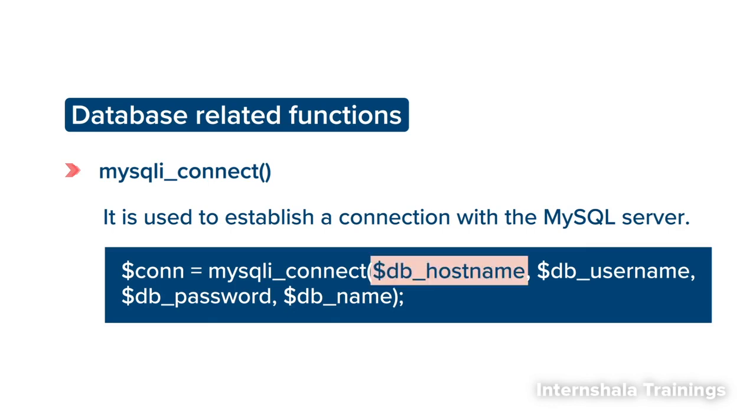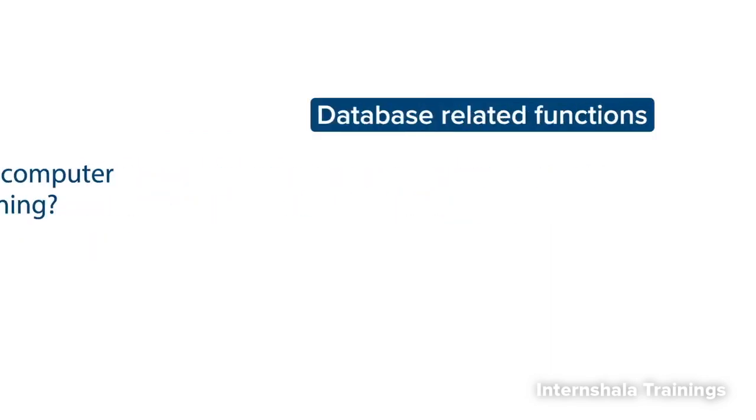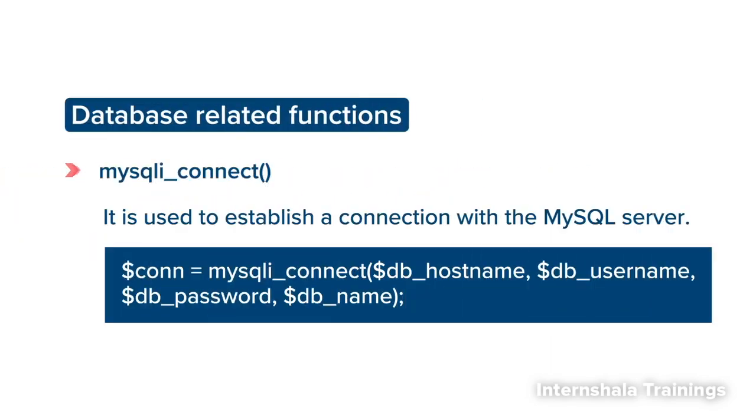The host name parameter is the domain name or the IP address of the computer on which the MySQL server is running. If you have to guess the IP address of the computer on which the MySQL server is running, what would that be? The IP address will be 127.0.0.1 as the MySQL server and the web server are running on the same computer. The next parameter is the MySQL username, which in our case by default is root. Next is the password parameter. And lastly, we have the name of the database parameter to which we want to communicate.